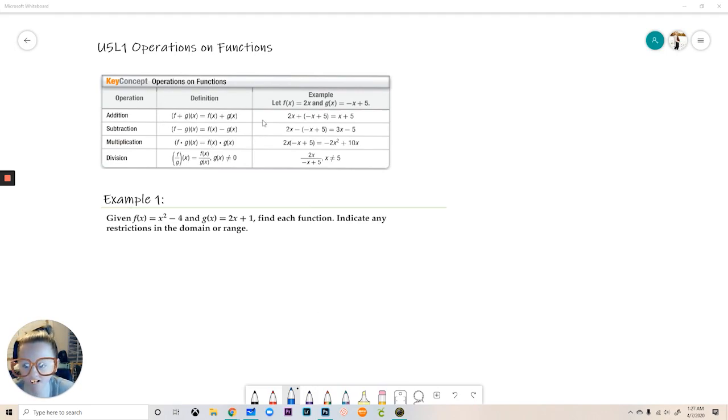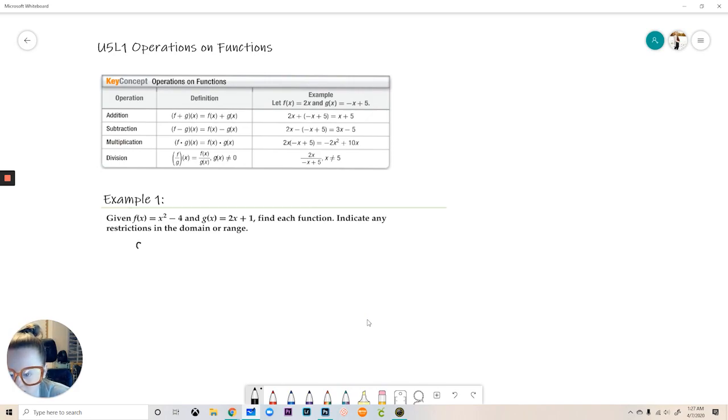So this key concept box is found in our textbook on page 271. You can pause the video if you want to take your own notes, or follow along in your books, that's fine too. Let's look at example 1: given f of x being x squared minus 4 and g of x being 2x plus 1, find each function, indicate any restrictions in the domain and range.